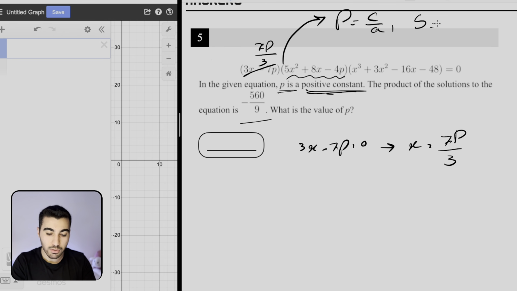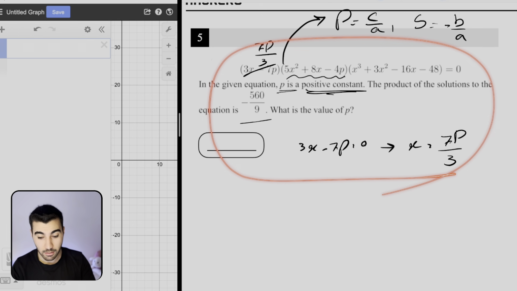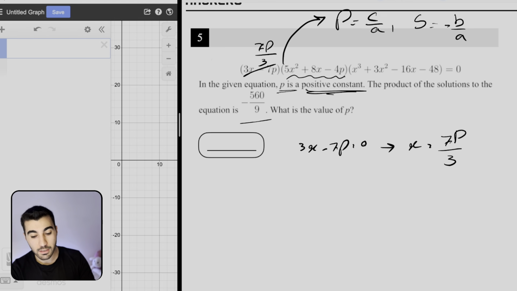The sum of the solutions is negative B over A. Yes. So these are very important. You can get the same question on your test with sum of the solutions.